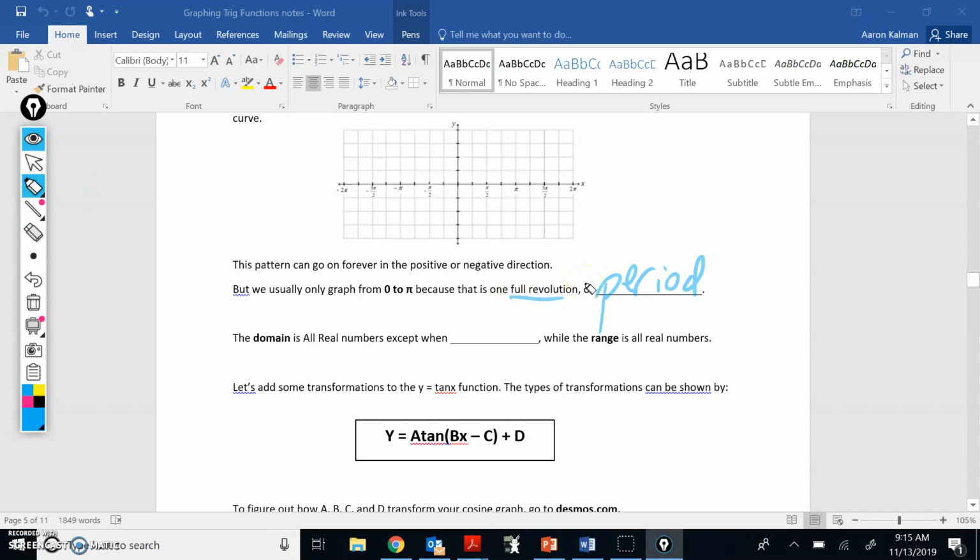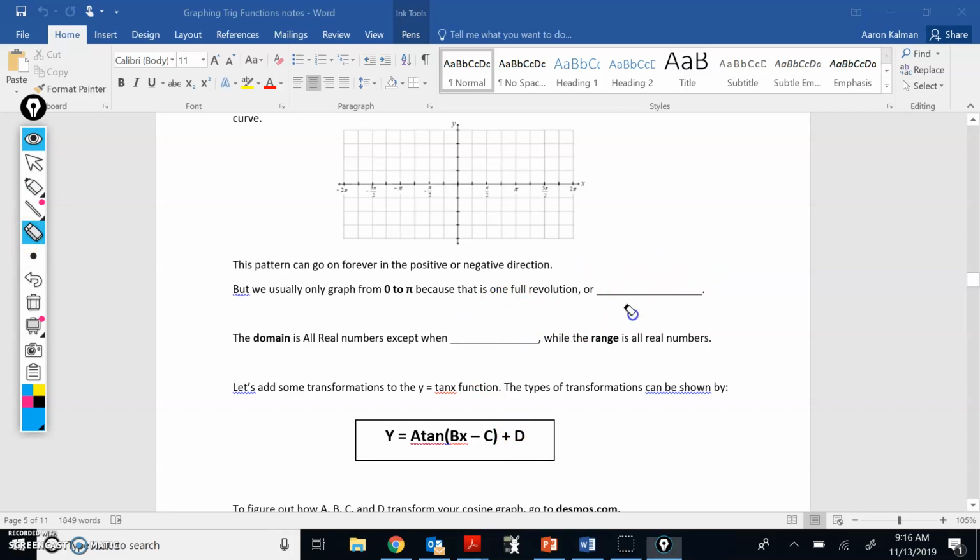The domain occurs at all real numbers except when you have every pi over 2. Unlike sine and cosine, where their domain was all real numbers, tangent has asymptotes or breaks in its graph at every pi over 2, where the range, however, is all real numbers. The tangent graph has the same a, b, c, d values that cosine and sine do, where we can transform the period by b, remember. We can change the amplitude by a. We can move c left or right and change d to change the vertical values.